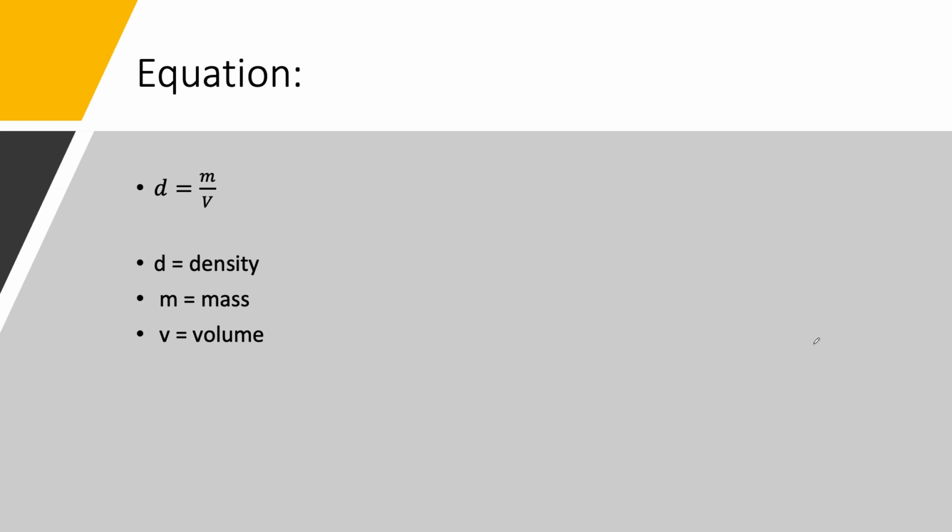So D is the density. Here we go. So this is going to be density, mass in grams divided by volume in milliliters. This is good for solids and liquids, and only for solids and liquids. So density is mass over volume.